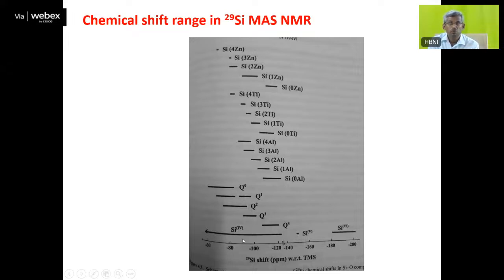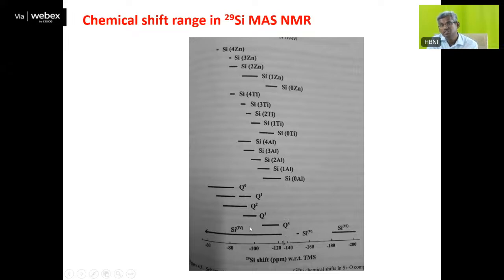Because 4 coordinated silicon is surrounded by 4 bonds. The moment you get to 5, we have got 5 bonds, and the moment you get to 6, it is having 6 bonds. 6 covalent bonds means the electron density around silicon will be quite high, because we have 6 covalent bonds with silicon and oxygen or near neighbors. So that is why it is shielded more. It comes around minus 180 to minus 200.